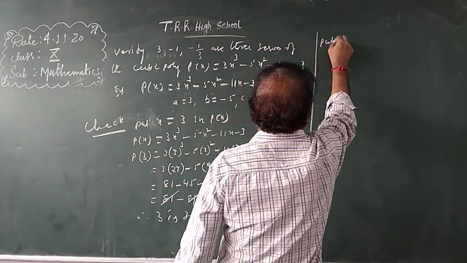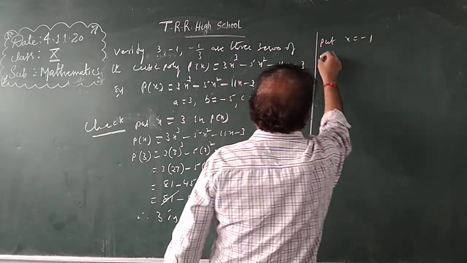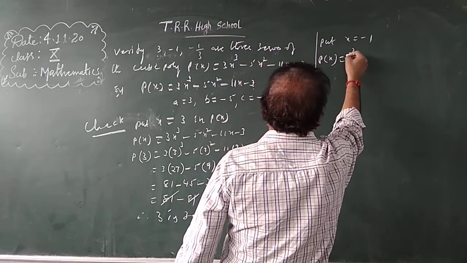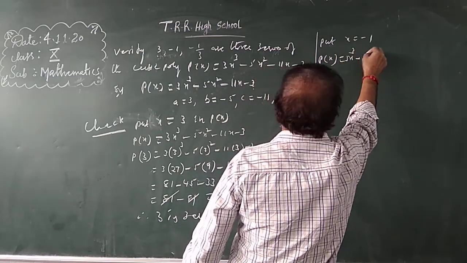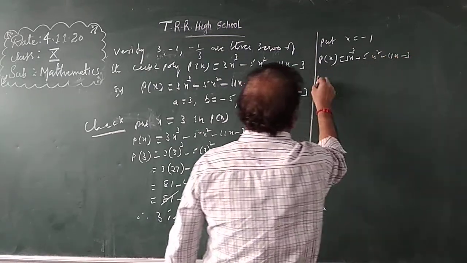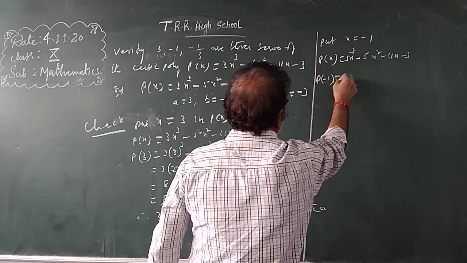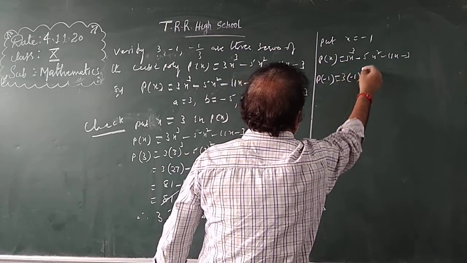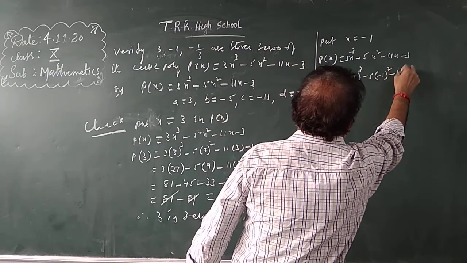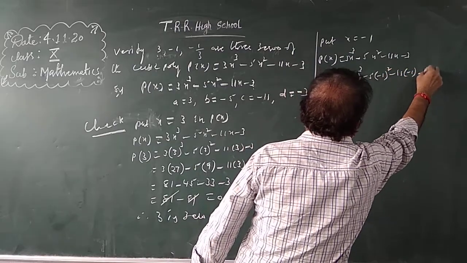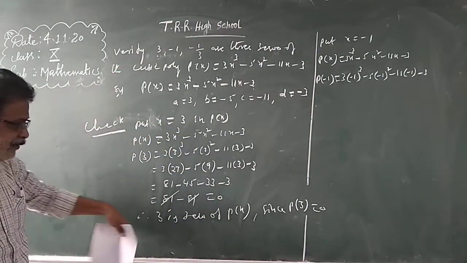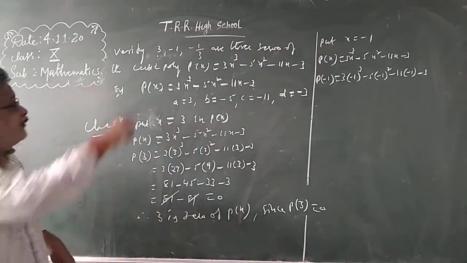Put x equal to minus 1. P of x is equal to what? 3x cube minus 5x square minus 11x minus 3. Now substitute minus 1: 3 into minus 1 cube, 5 into minus 1 square, 11 into minus 1, minus 3. Understand, children? Now this is verified: x equal to 3 verified, we got 0 as the answer. Now x equal to minus 1.